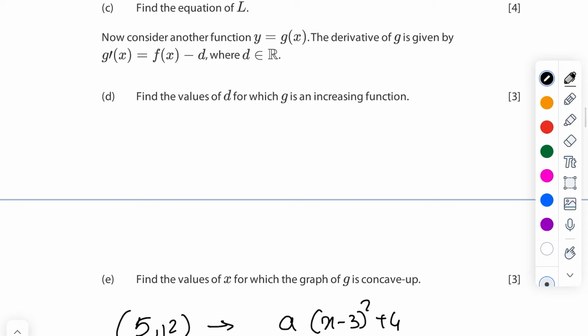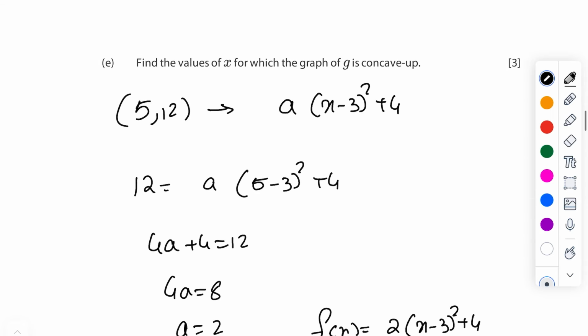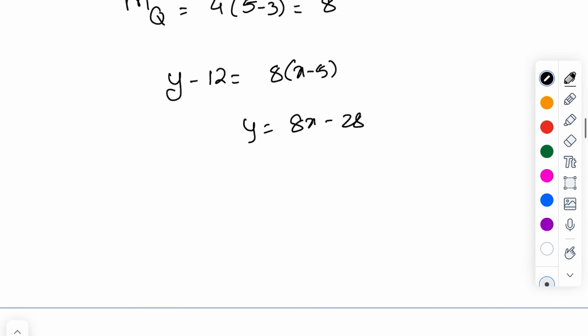Now consider another function y equals g of x. The derivative of g is given by g prime x equals f of x minus d. Find the values of d for which g of x is an increasing function. Increasing function means g prime x should be greater than 0. So f of x minus d should be greater than 0.